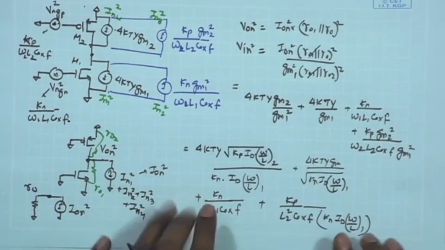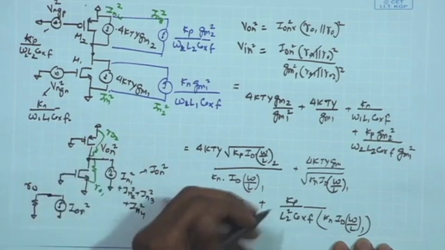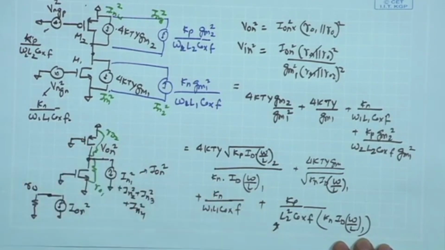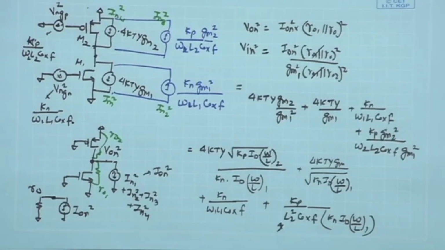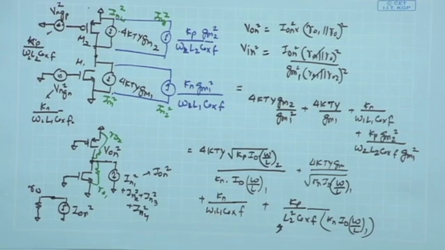From the point of view of sizing, we can see that for the load transistor or the PMOS device, having a larger L2 is going to help us in suppressing the 1 upon F noise component. Likewise, having a larger W and L for the input device is going to help us in suppressing the 1 upon F noise component.